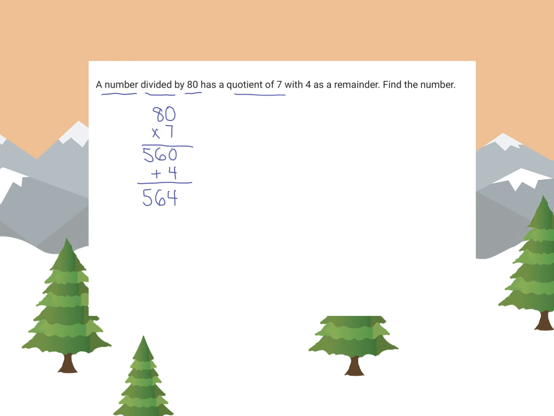So we can check our answer by saying, what is 564 divided by 80? If we put it into there 7 times, it's 560. Yep, and that checks out. So the number that we were looking for, a number divided by 80 that has a quotient of 7 with a remainder of 4, find the number.